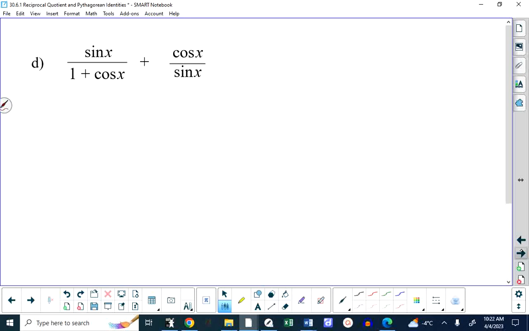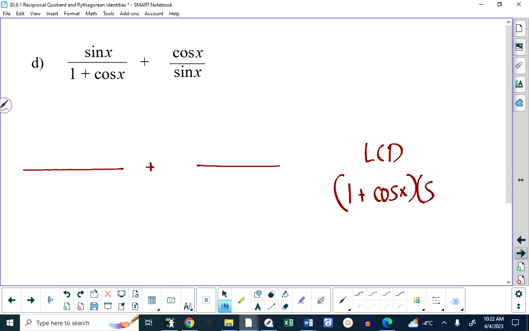Oh, smokes. Well, the first thing that we're suggested to do, which is to write everything as sines and cosines, is not valuable because it is already written that way. However, we have two fractions, so we're going to put these together with a common denominator. And the common denominator would have to be 1 plus cos x times sine x.